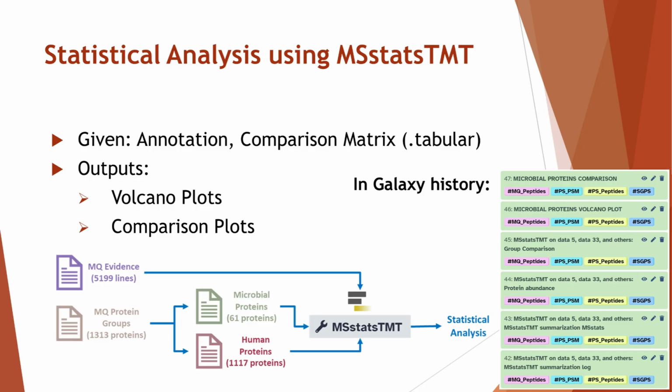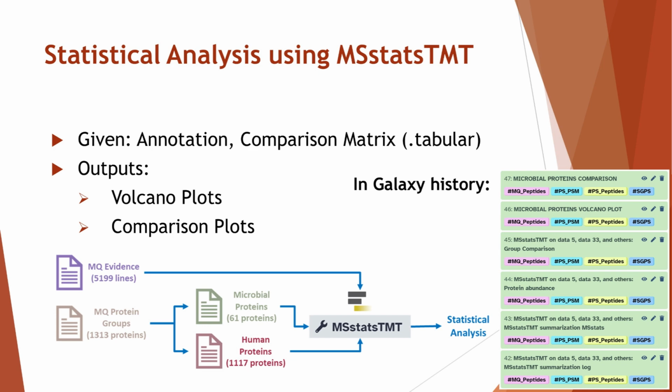Next, we will move on to statistical analysis. For this, we will use the MSstatsTMT tool. Here, we will analyze human and microbial protein groups separately. To do this, we can simply filter the proteins by their tags. Human proteins have a tag that says _human, while contaminant proteins have a tag that says _. The remaining proteins with microbial taxonomy tags are, of course, designated as microbial proteins.